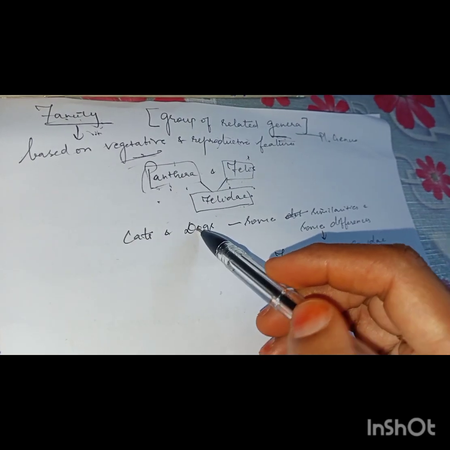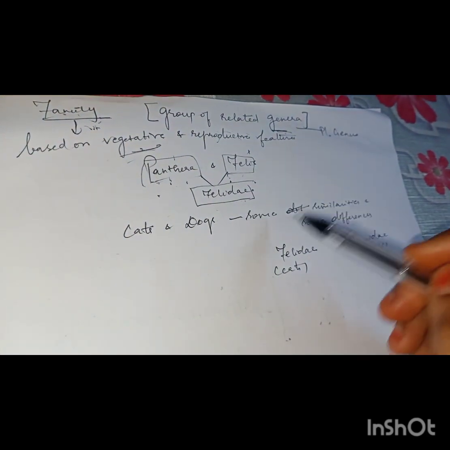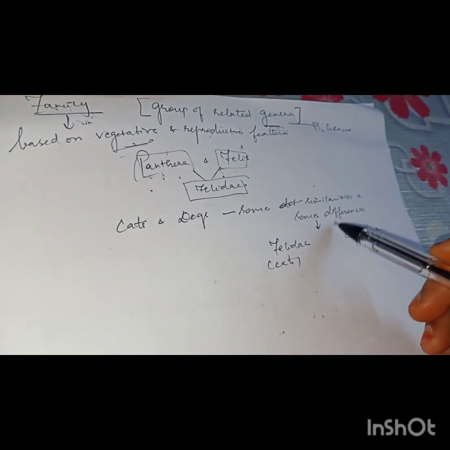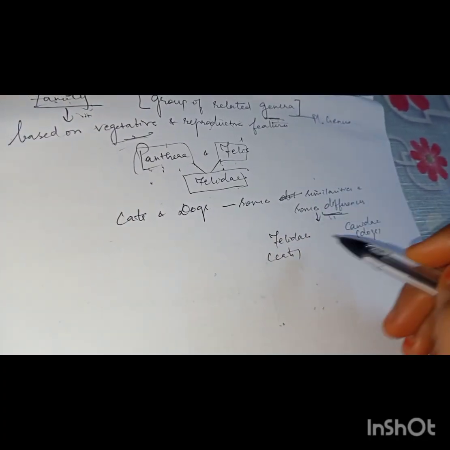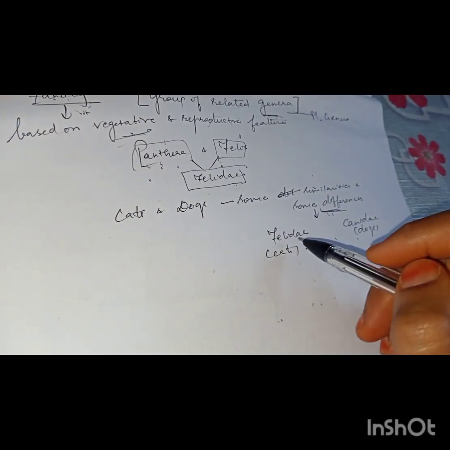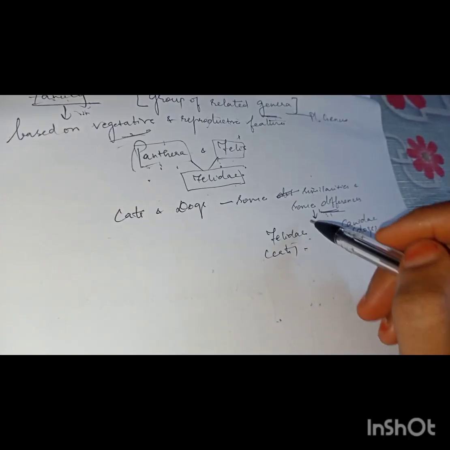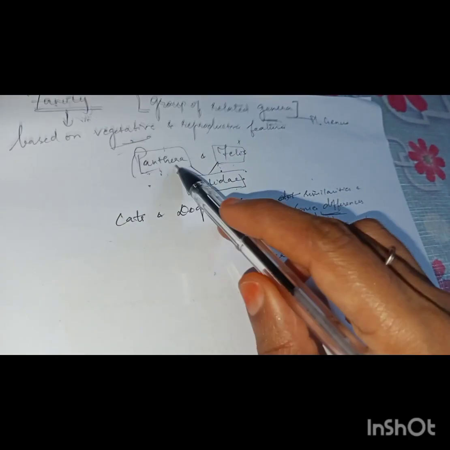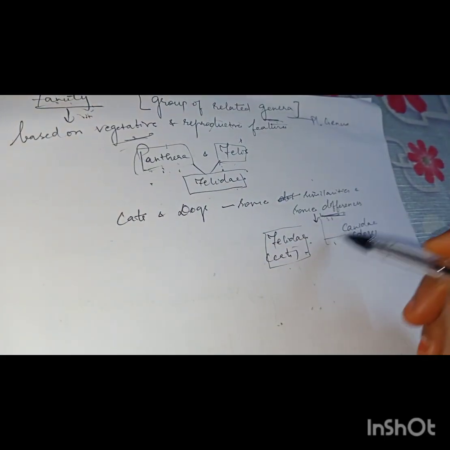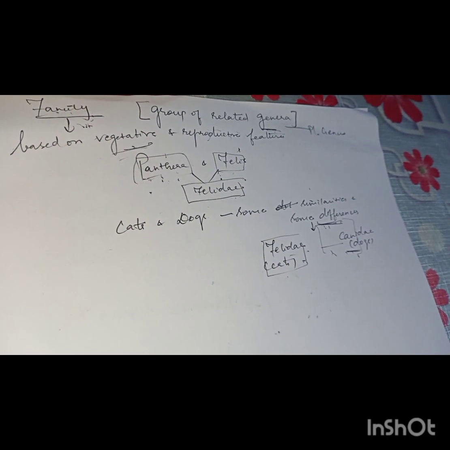And when we compare cats and dogs, they have some similarities as well as some differences. To indicate these differences, they are separated into two different families. One is Felidae, another is Canidae. And Felidae family includes cats as well as, we have already seen, Panthera. And Canidae includes the dogs and related species.